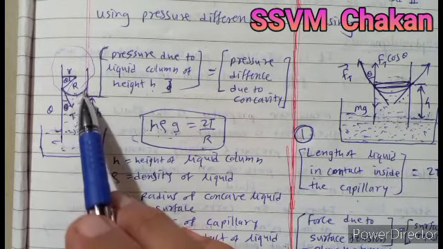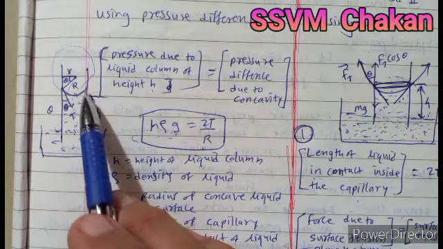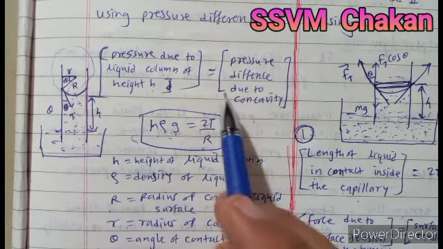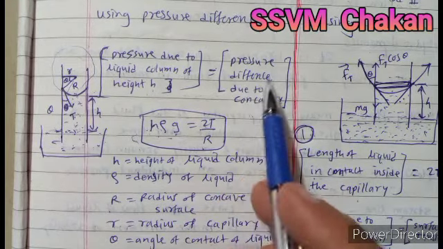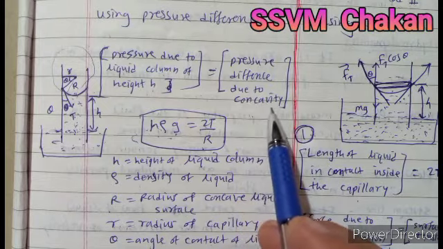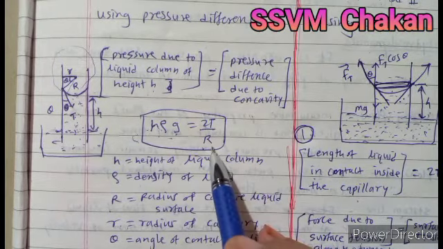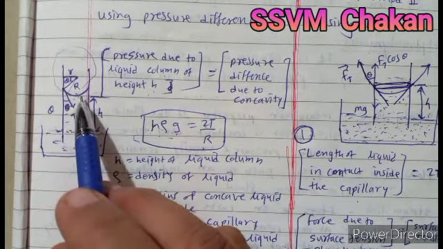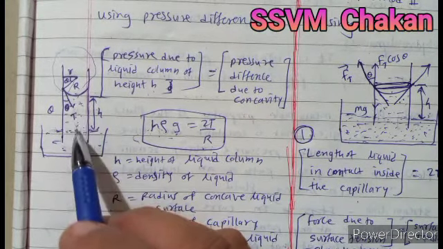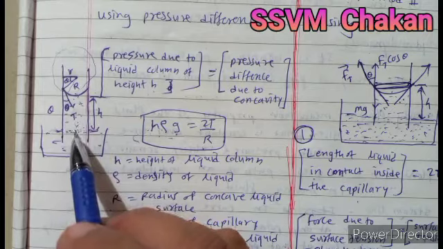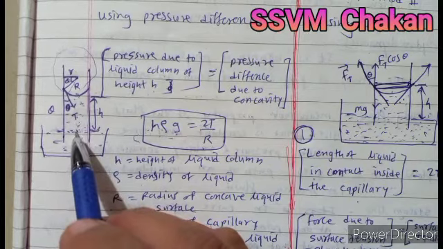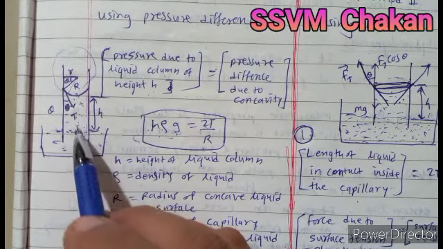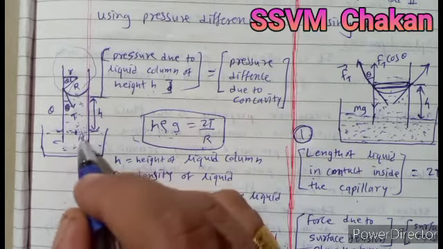So this is a concave surface, and because of that concave surface there must be a pressure difference between the air pressure and the inside pressure. That formula we have calculated. The pressure difference due to the concavity is 2T upon R. So liquid rises inside the capillary up to a certain height. That liquid column also applies pressure on a point inside the liquid. We consider the point here, that is A.